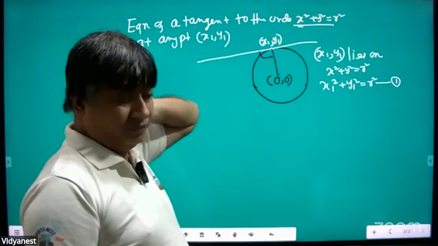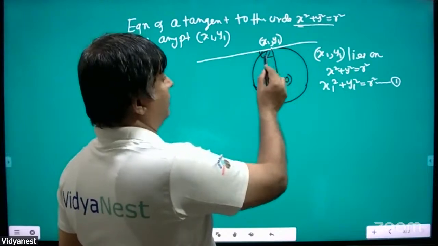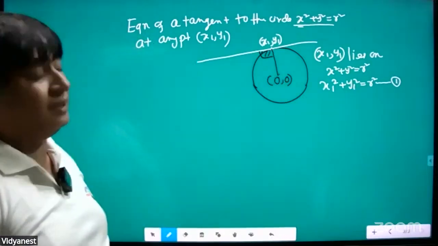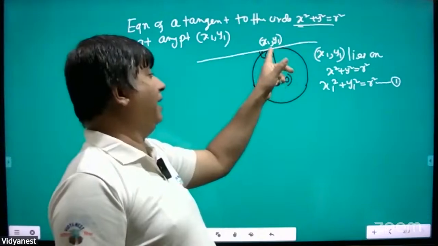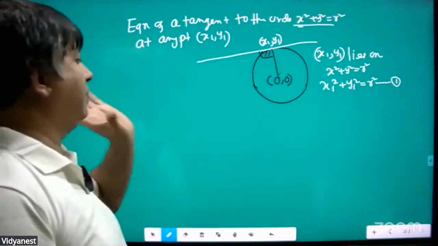ठीक है? Yes, sir. अच्छा बोलो, ये एंगल क्या होगा? क्लास 10 में क्या है? 90 degree, because at point of contact, radius and tangent are 90 degree to each other.